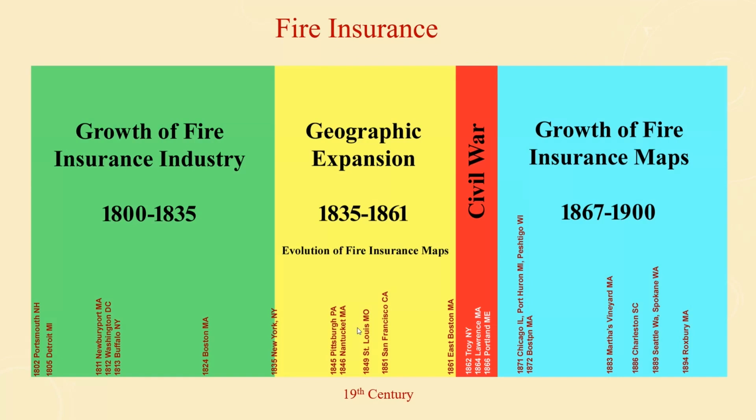I've divided the century up into roughly thirds on this chart, 1800 on the left, 1900 on the right. The first third of the century, you have the growth of the fire insurance industry. In the second third, you have geographic expansion and evolution of fire insurance maps. I'll explain that as we get into it. The Civil War falls in the middle there. And then the last third of the century is where you really have the growth of fire insurance maps.